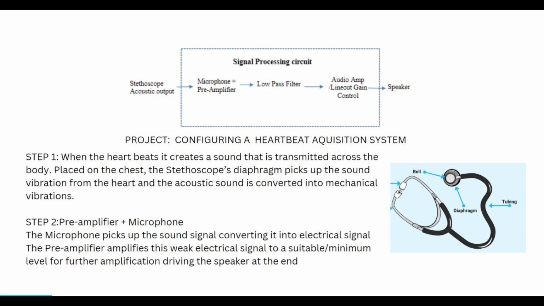So first thing is that because of the stethoscope, it picks up sound vibrations from the heart, and it is then converted into mechanical vibrations. Then at the second step, the preamplifier and microphone, the microphone will pick up those sound signals, and then they will turn it into electrical signals. Then the amplifier will amplify the weak electrical sound to the appropriate level for further application through driving the speaker at the end.